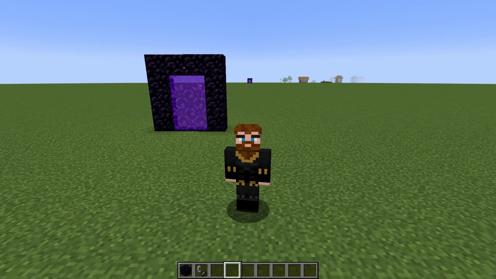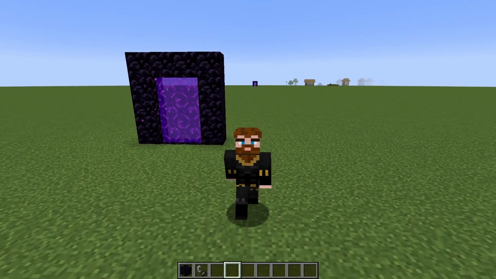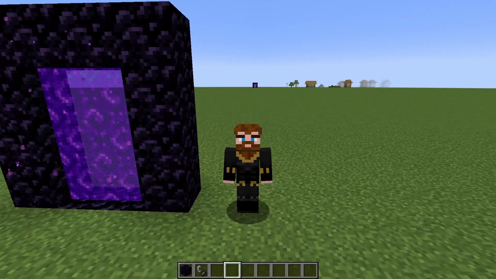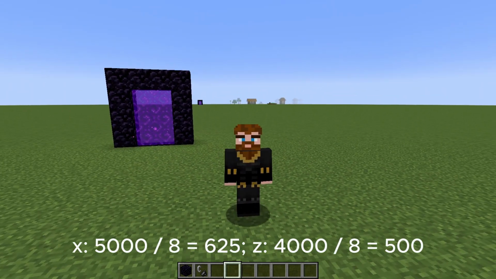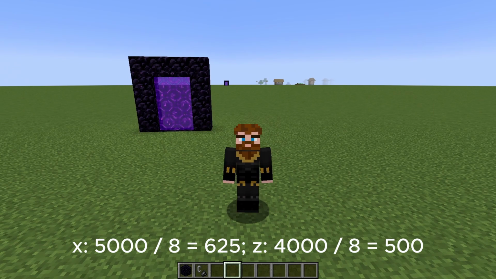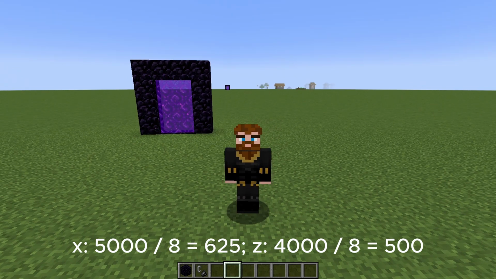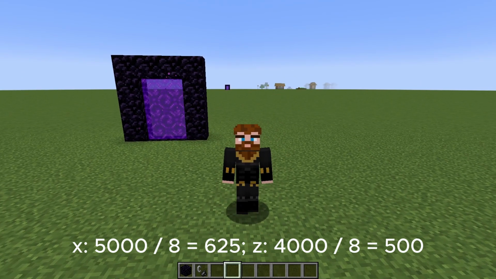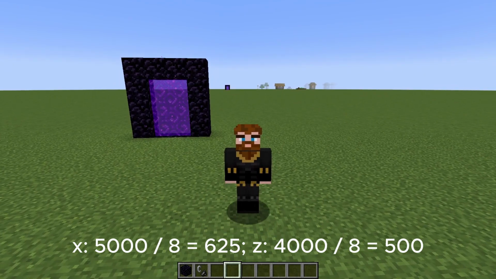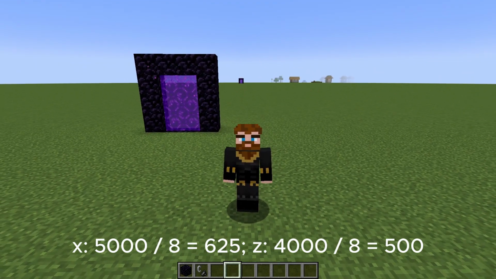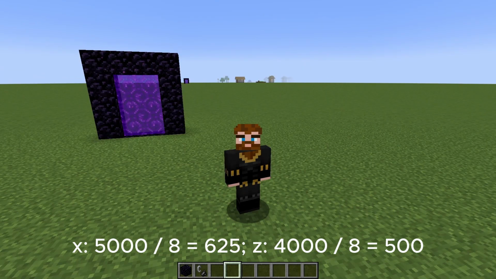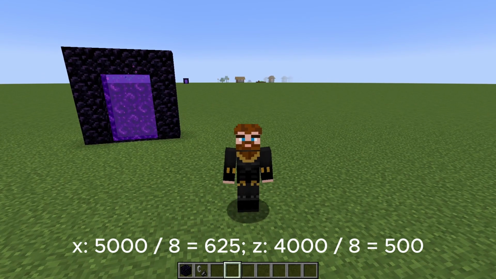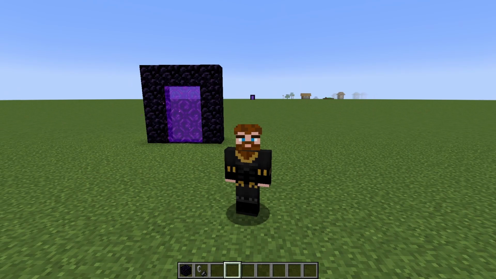If your coordinates in the overworld are x 5000 and z 4000, which is the exact coordinates of this portal, you would spawn in the Nether at coordinates x 625 and z 500. The reason for this is that you take your x coordinate of 5000 and divide that by 8, and your z coordinate of 4000 and divide that by 8 as well. This might take some practice getting used to, but it's actually quite easy once you grasp it.